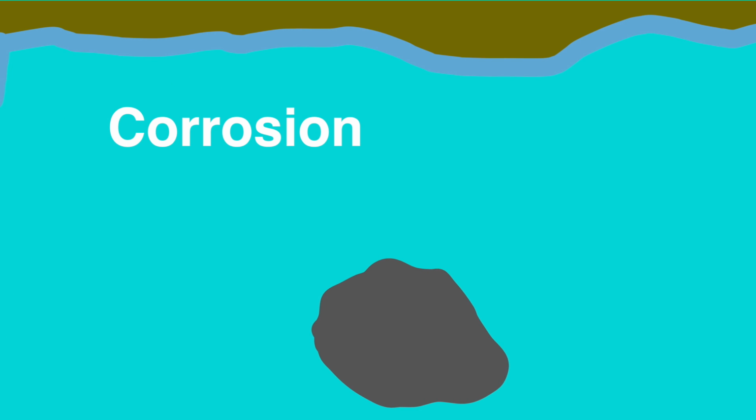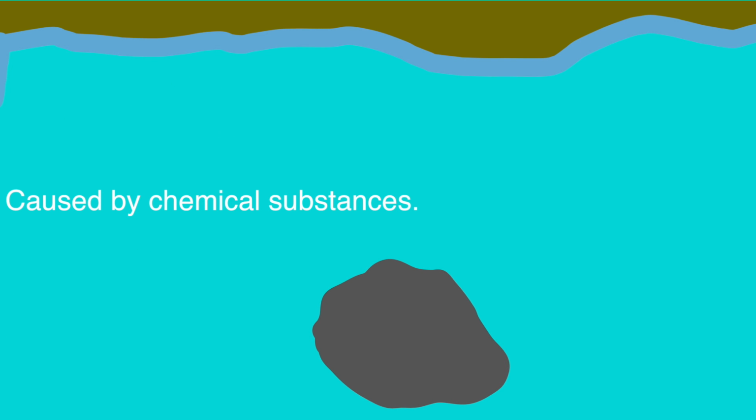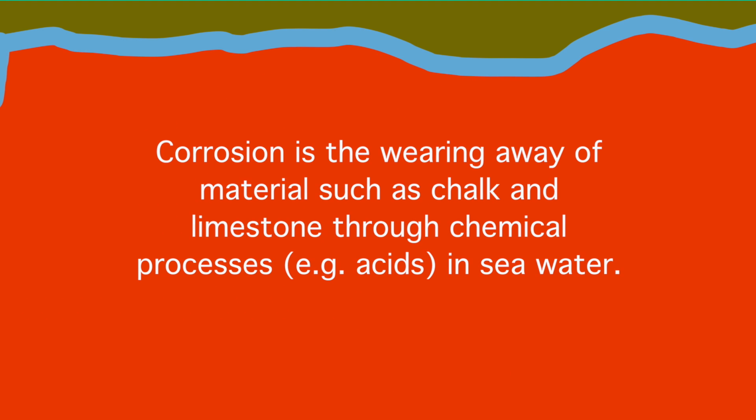Corrosion is the wearing away of the landscape through chemical processes. This may be acids found in the sea that are used to corrode limescale and chalk, meaning they can be carried through the water as a solution, which we'll discuss in a minute.